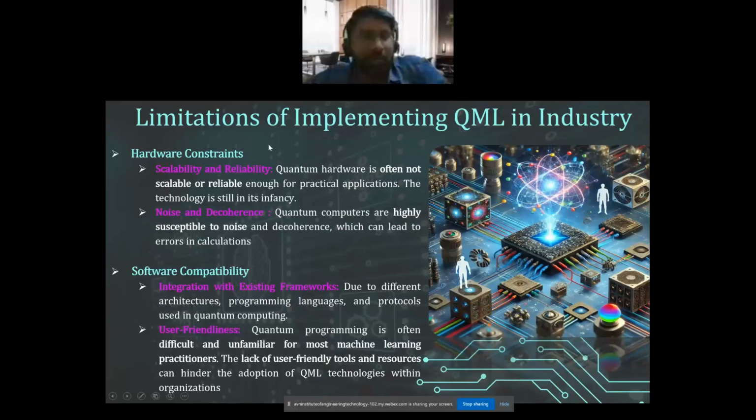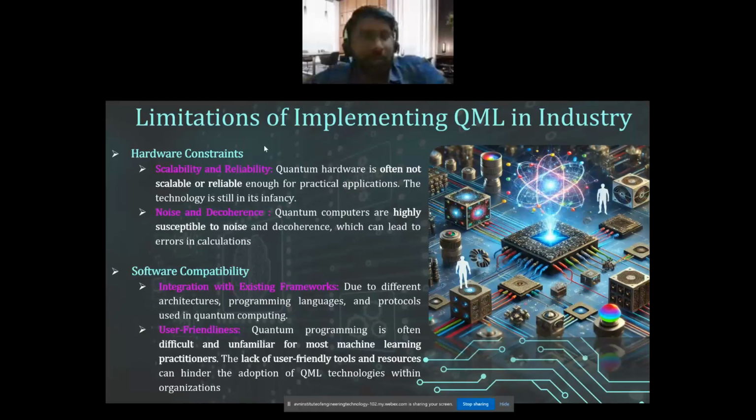Hardware constraints, as we discussed in the earlier slides. Hardware complexity, and scalability and reliability. The quantum hardware is not scalable and reliable for practical applications. Why? Because this technology is still in the initial stages. That's the reason.